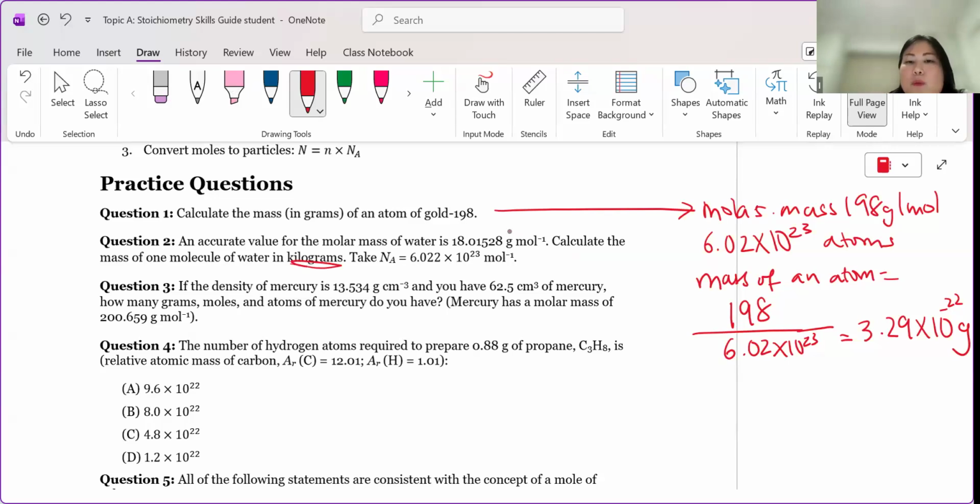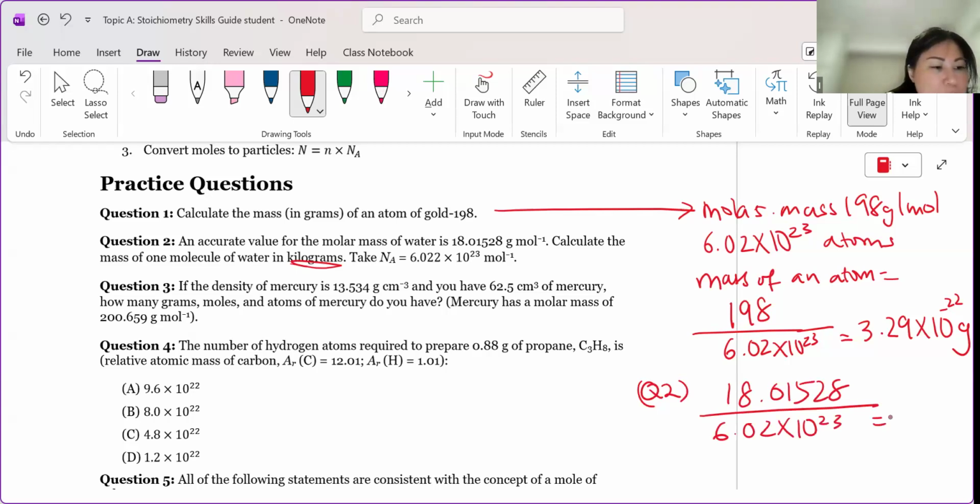Okay, so 1 mole weighs this amount, and 1 mole consists of Avogadro's number of molecules. So for question 2, we will have to find out the mass of 1 molecule first, which is very similar: 18.01528 divided by 6.02 times 10 to the power of 23. And you will get the mass of 1 molecule as 2.9.